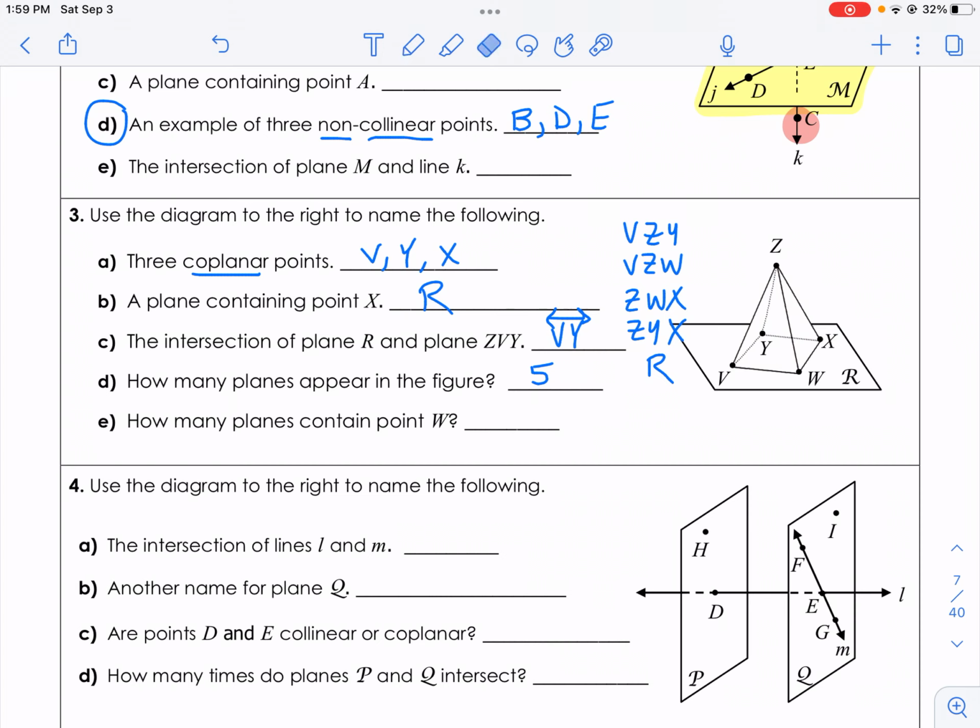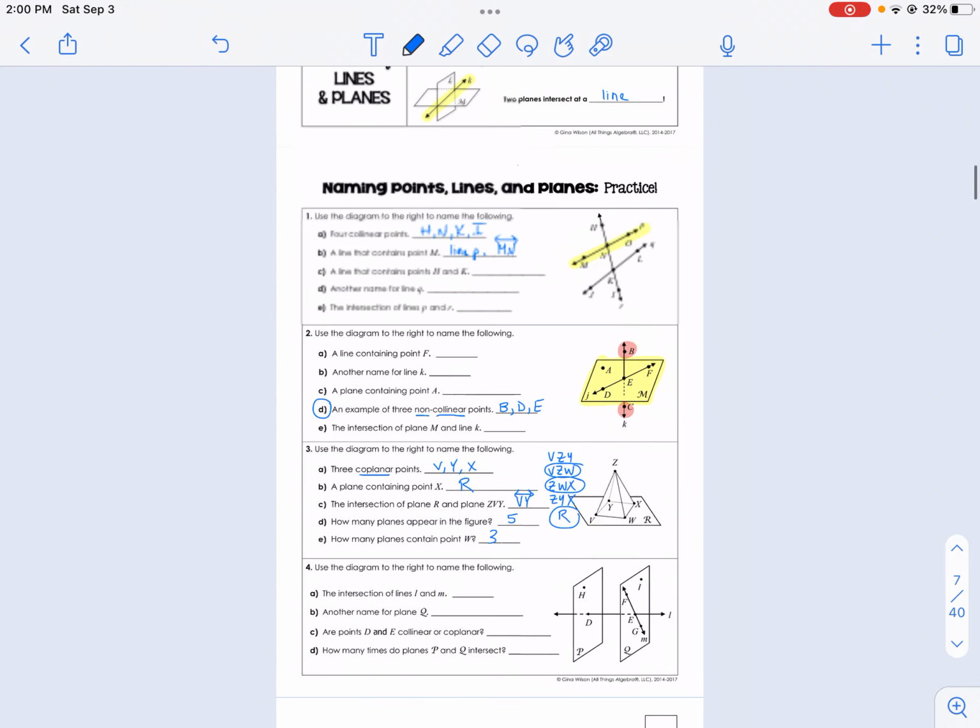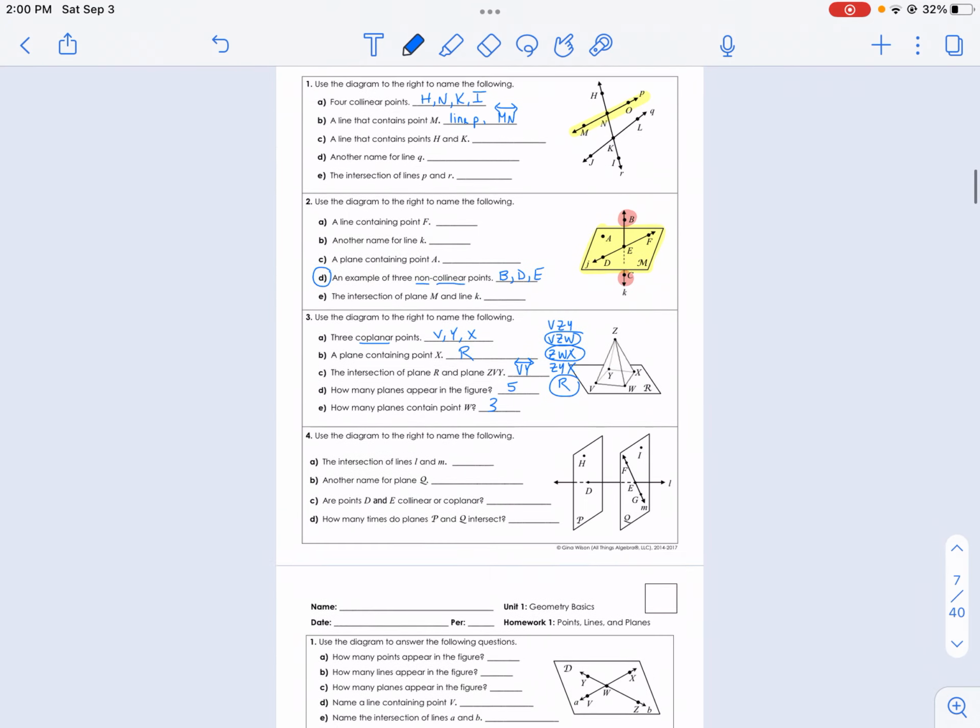And then how many of the planes contain point W? Well, I could just actually look here for a second. That has W, that has W, and plane R also has W in it. So there are 3 planes that contain point W. That's probably a good example, or enough examples of these.